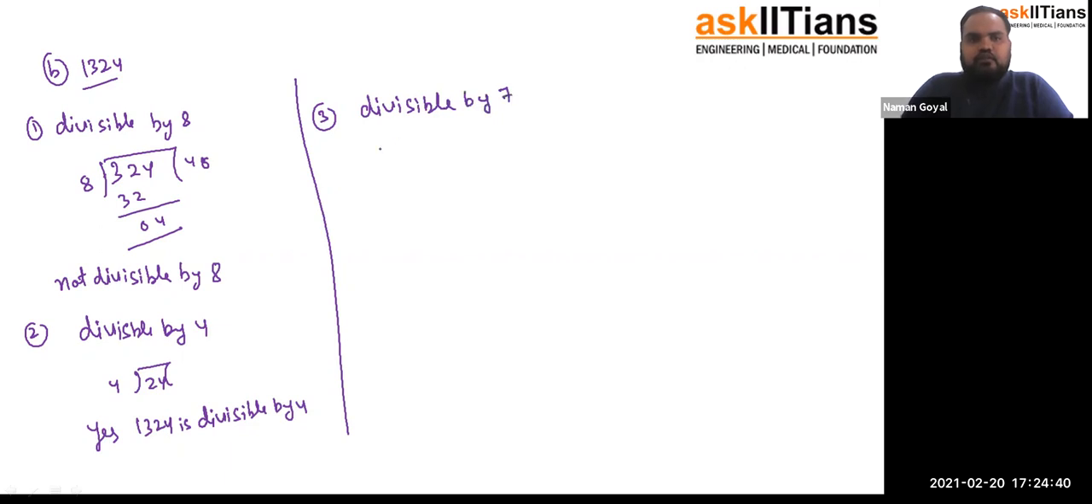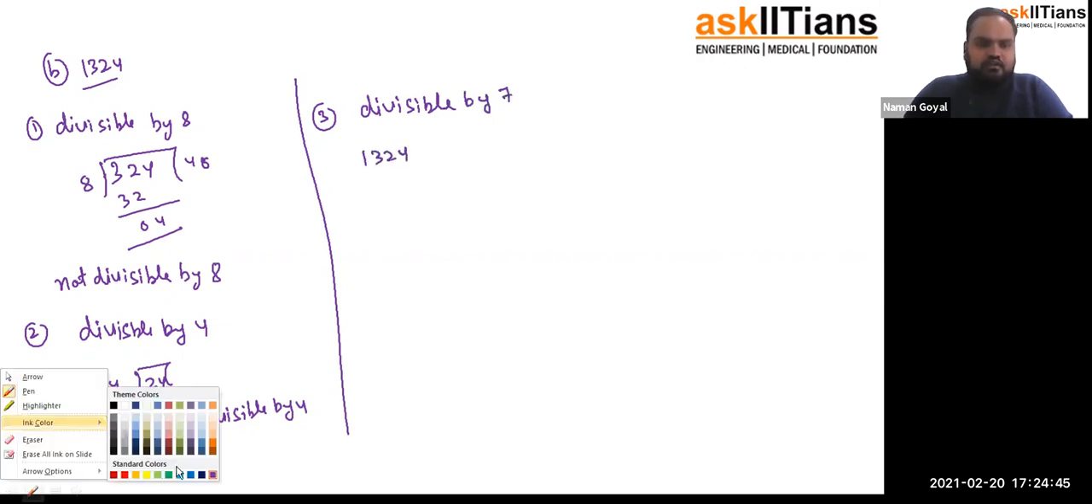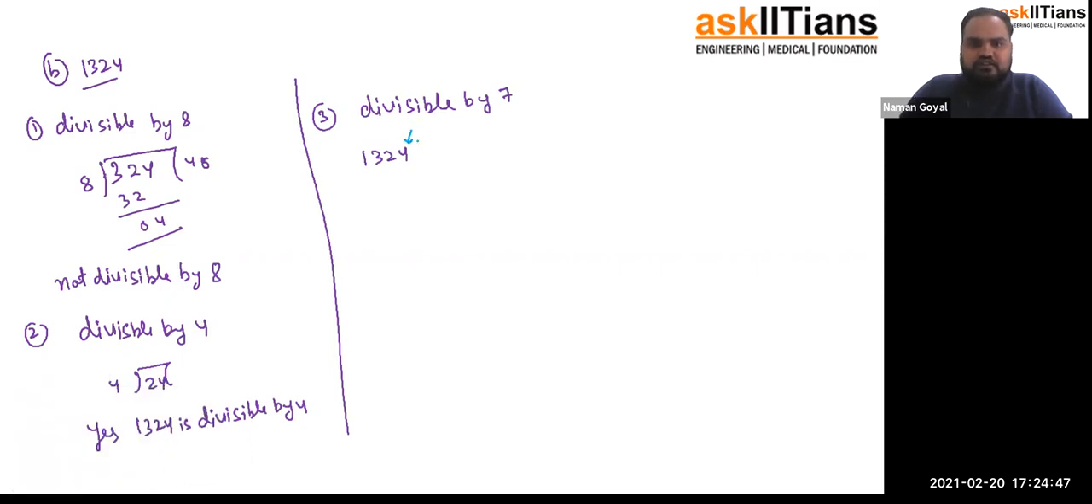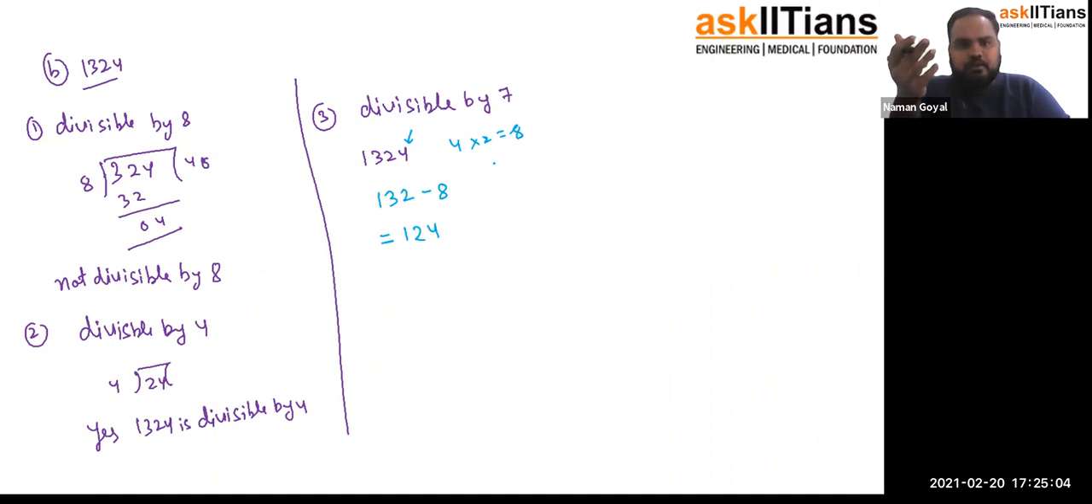by 7. So for 7, we have to take the last digit, 4. Remove it, so it will give 132. Now double the last digit, which is 8, and subtract it from this number. How much did we get? 124, right? Now you have to check whether 124 is divisible by 7 or not.